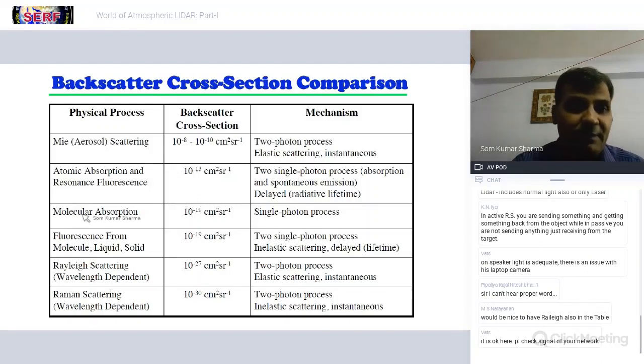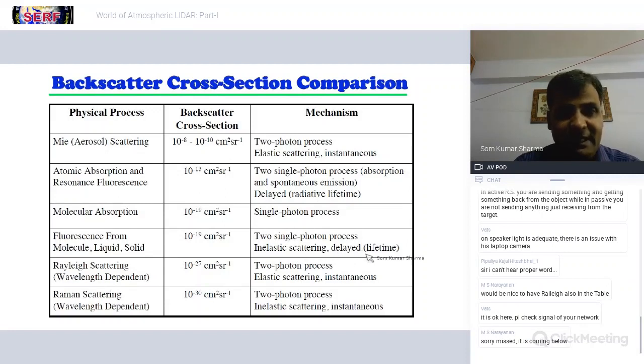And then the next one is molecular absorption and fluorescence from molecules, liquids and solids. Molecular absorption is again of the order of 10 to the power minus 19 centimeter square per steradian, and this is again a single photon process. Fluorescence from molecules, liquids and solids, as I told, is again 10 to the power minus 19, and it is a single photon process. Please remember, fluorescence is inelastic scattering, and it is delayed and depends upon the lifetime of that species.